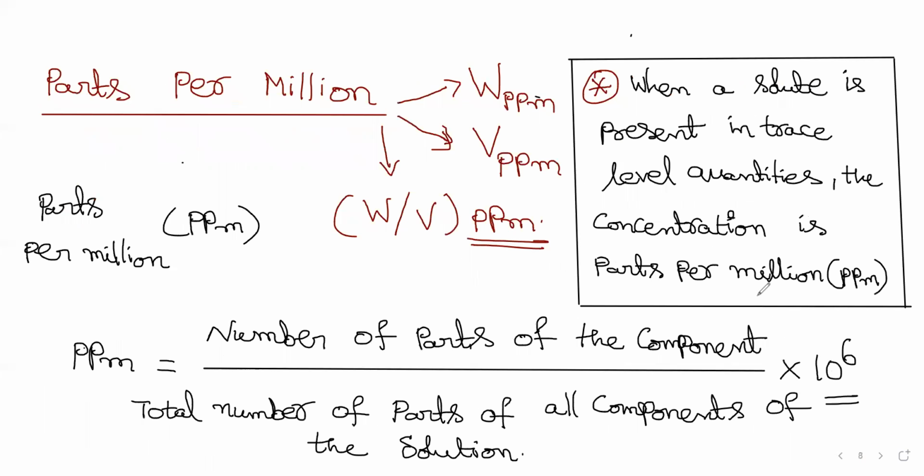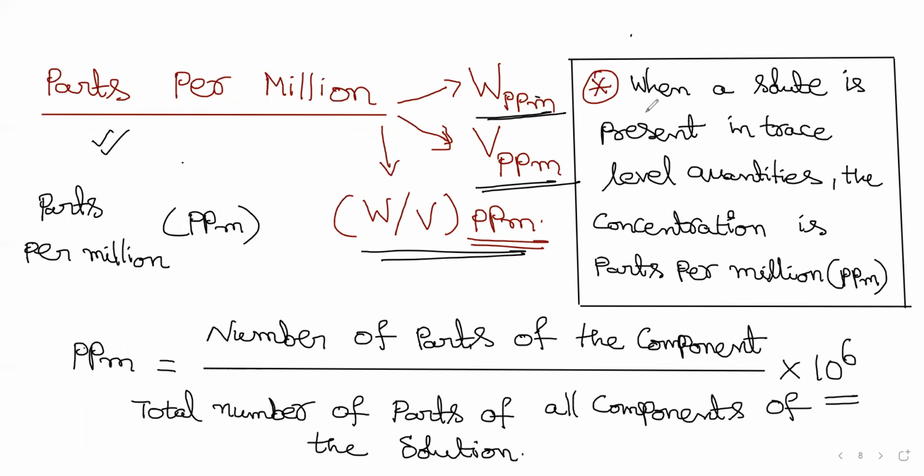So let's go to the next slide. The next slide is about parts per million. So what is parts per million? Parts per million is expressed in three different ways: weight ppm, volume ppm, and weight to volume ppm.